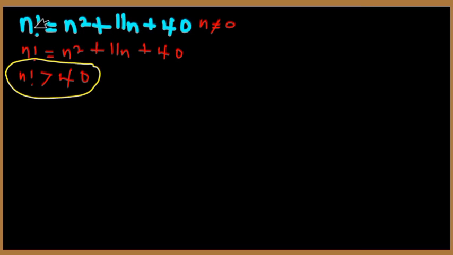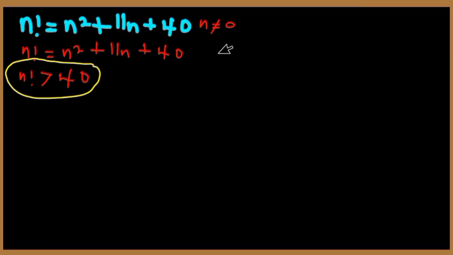So before n factorial can be equal to the whole of this, this number must be greater than 40, because we have established that n should not be 0, or n should be greater than 0. So that means that at least there will be 1 or 2 addings to this 40, which makes it more than 40. That's why we are saying that n factorial is greater than 40.